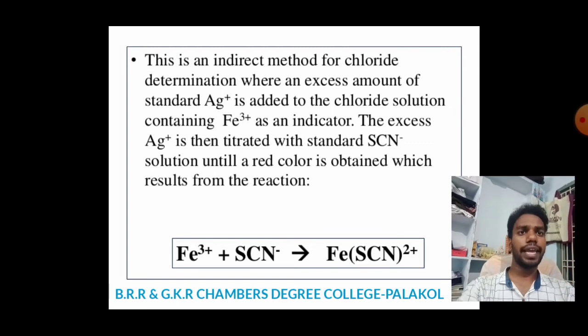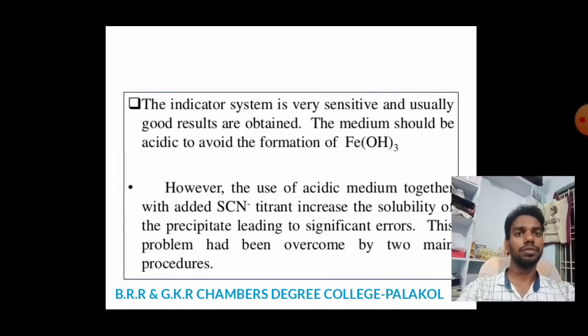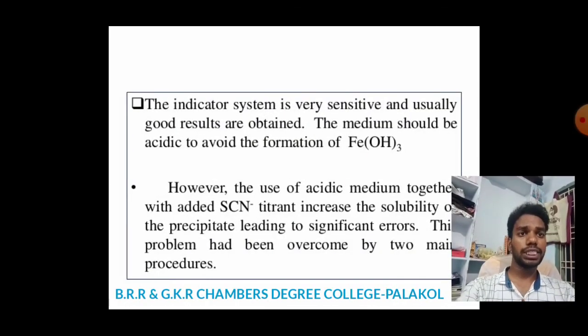So this is an indirect method for chloride determination, where an excess amount of standard Ag+ is added to the chloride solution containing Fe3+ as indicator. The excess Ag+ is then titrated with standard thiocyanate solution until a red color is obtained. Where the red color is obtained, ferric thiocyanate is formed. That means all Ag+ ions have reacted; the next drop of thiocyanate reacts with the ferric alum, forming ferric thiocyanate. So the indicator system is very sensitive.